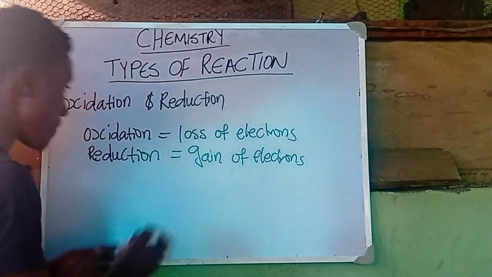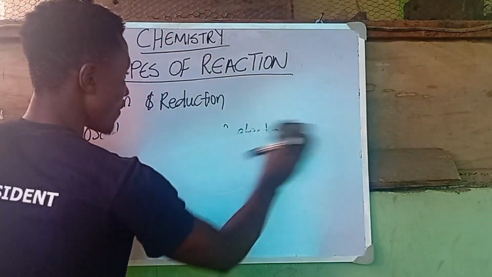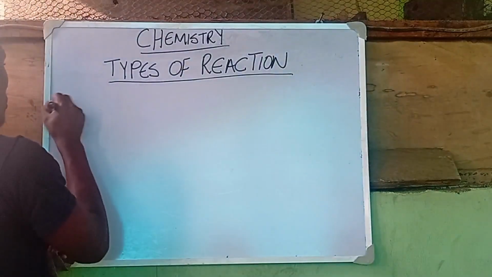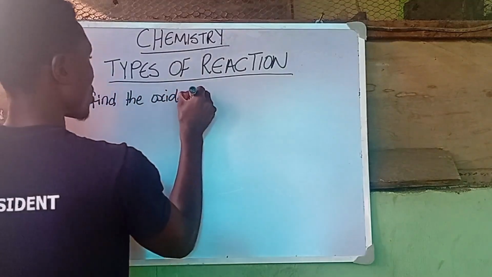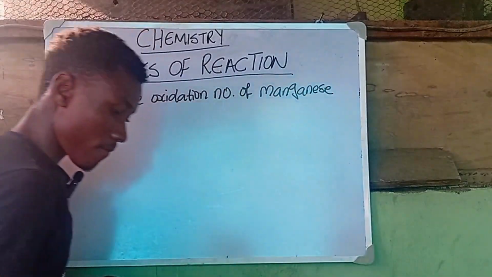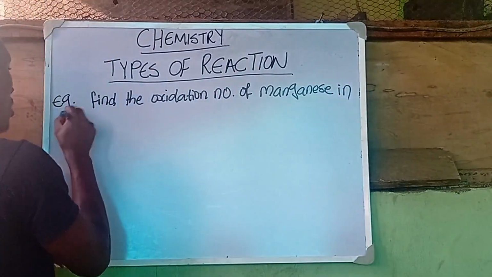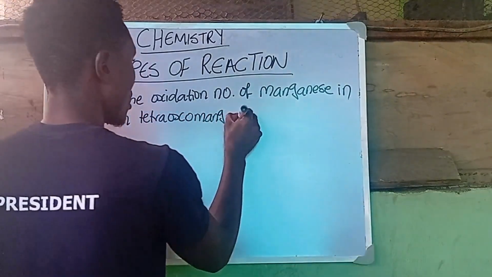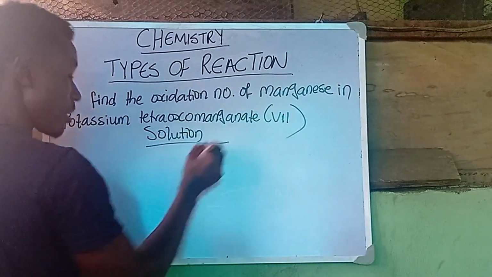So let's solve one particular example here. Example 1: find the oxidation number of manganese atom in potassium tetraoxomanganate(VII). That is the question, and this is giving us our reaction, the formula to be what?